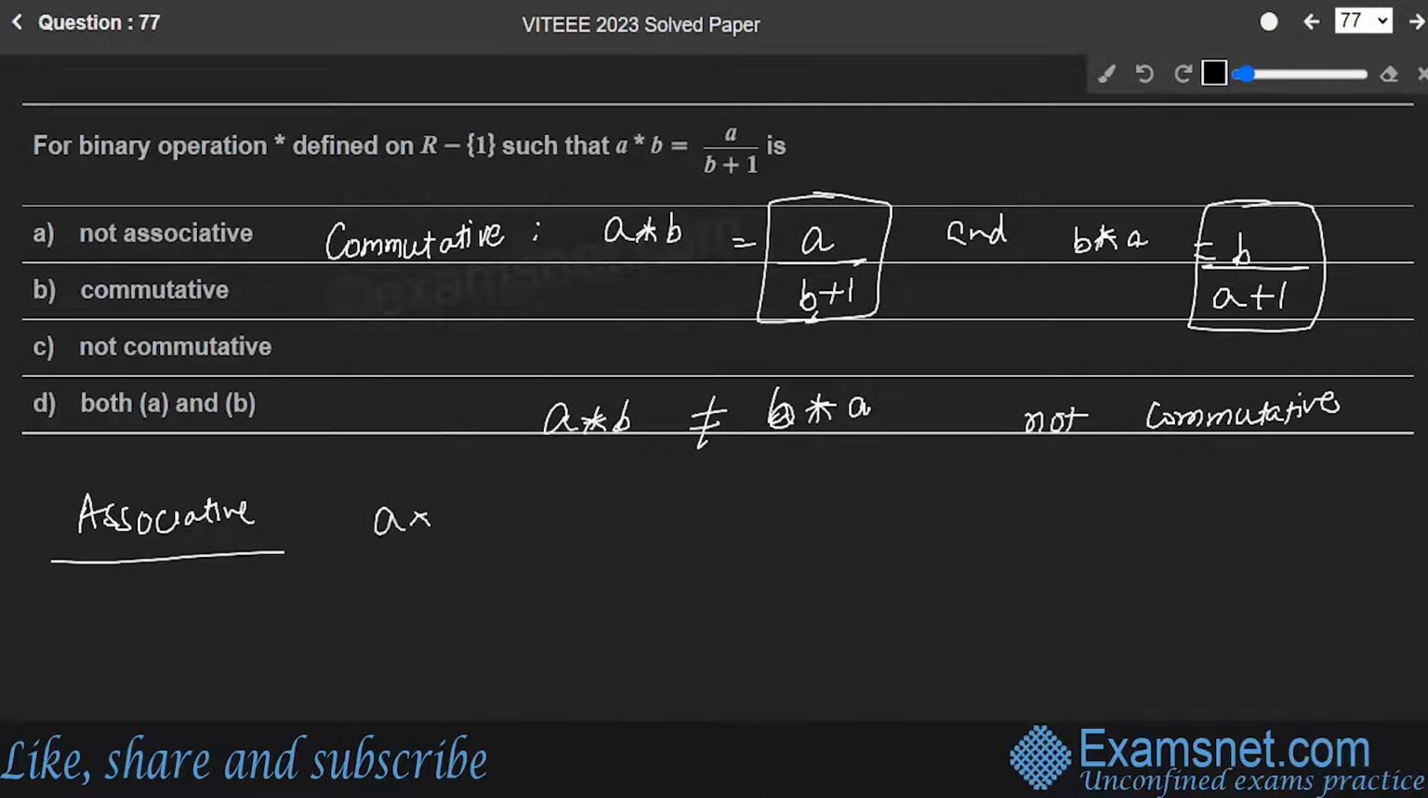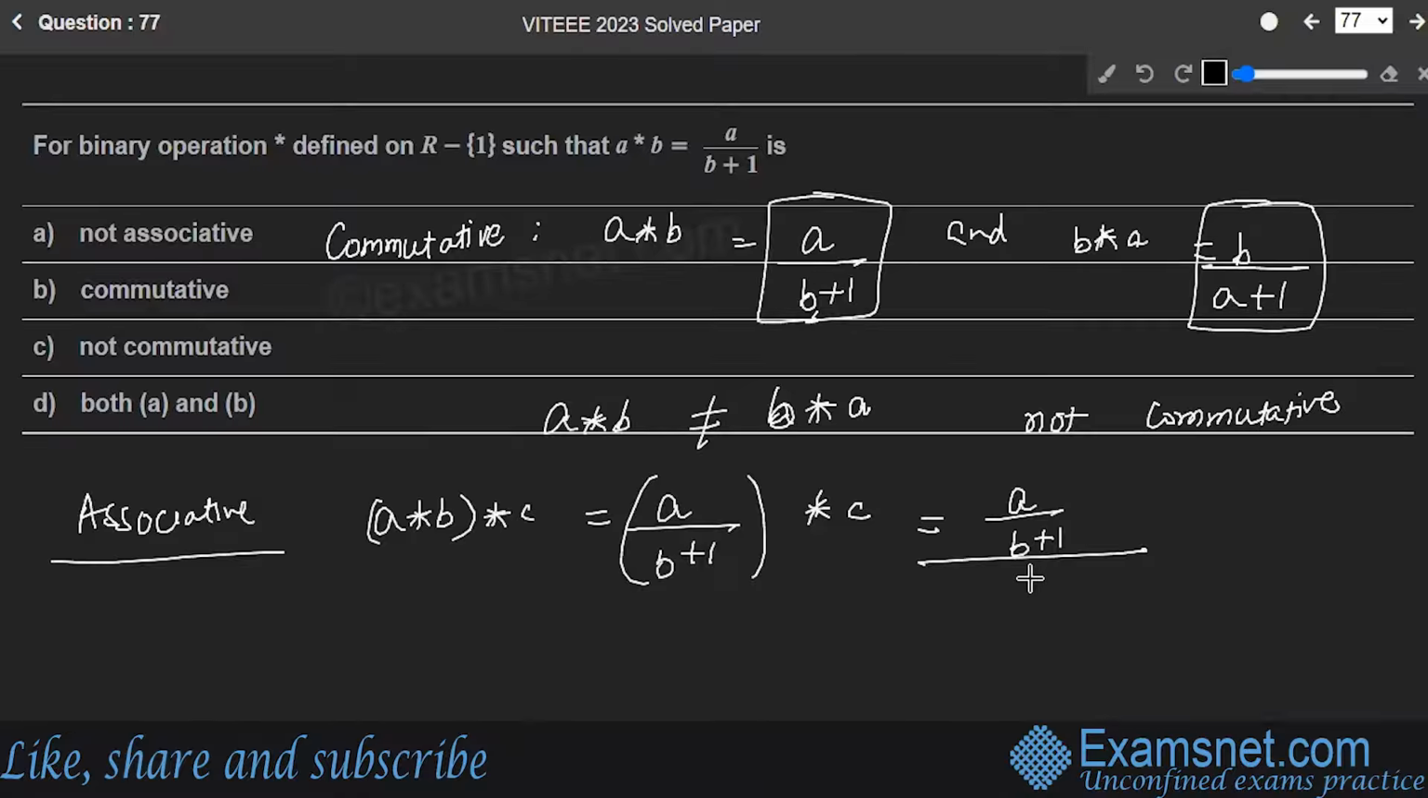Let's check it for associative. Associative is for 3 variables. So (a asterisk b) asterisk c is equal to a upon b plus 1 asterisk c. That is equal to a upon b plus 1, the whole divided by c plus 1. So this can be written as a upon (b plus 1) into (c plus 1). See, what I did in this step is I took this as the first variable and this as the second variable, using the same formula: first variable divided by the second variable plus 1.